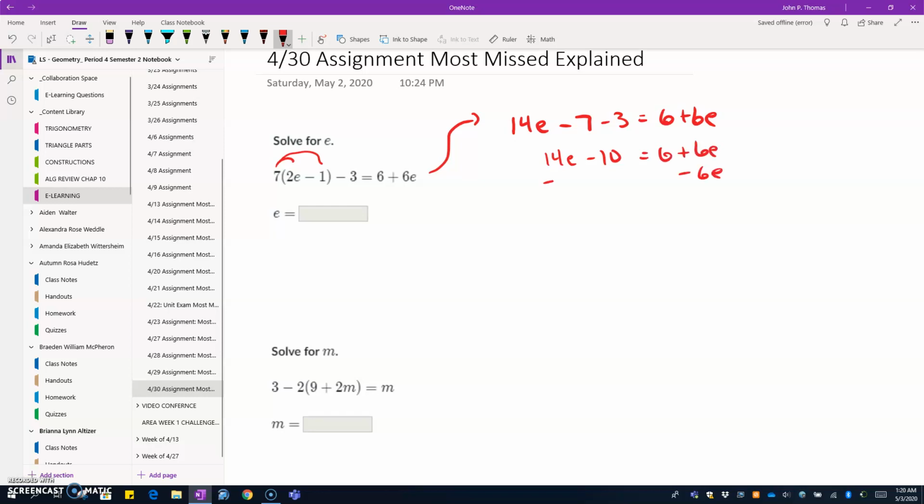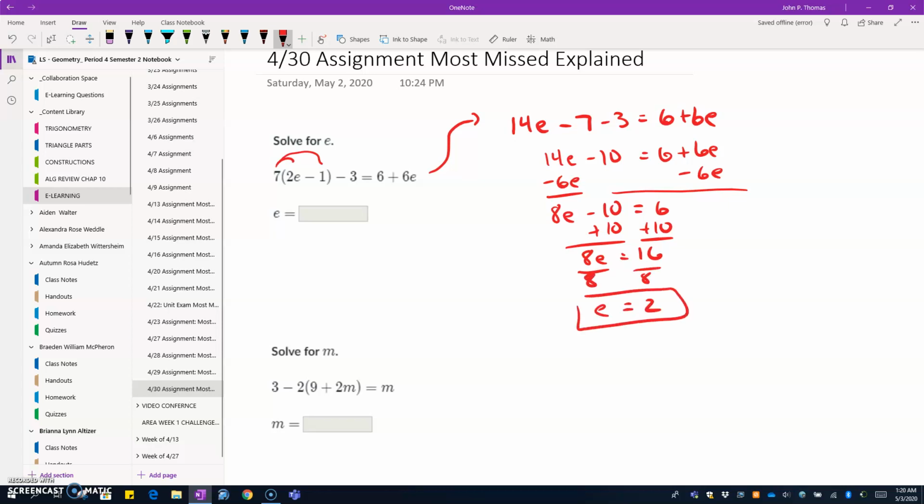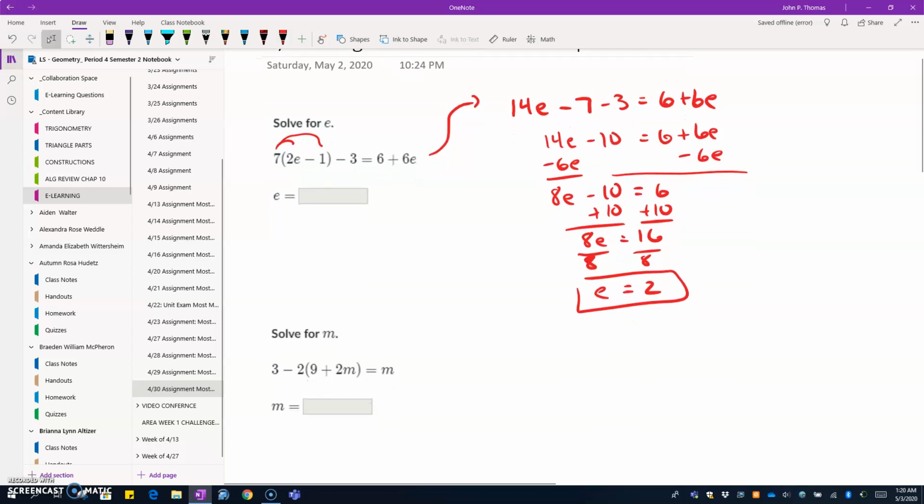I'm going to subtract the 6e from each side. Alright, that takes me to an 8e minus 10 equals 6. Now I've got two steps left to solve, so I'm going to add 10 to both sides. 8e equals 16. Divide each side by the 8, and I get e equals 2. So for that first one, the answer is e equals 2. And again, the key is distribute, get the variables on the same side, and then solve the result.